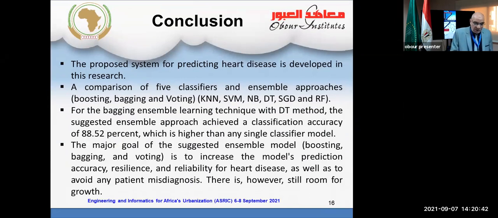The conclusion here: for the bagging ensemble learning technique with the decision tree model, the suggested ensemble approach achieved a classification accuracy of 92%, which is higher than the single classifier models. The major goal of the suggested ensemble model, boosting, bagging and voting, is to increase the model's prediction accuracy, precision and reliability for heart disease, as well as to avoid any patient misdiagnosis. There is, however, still room for growth.